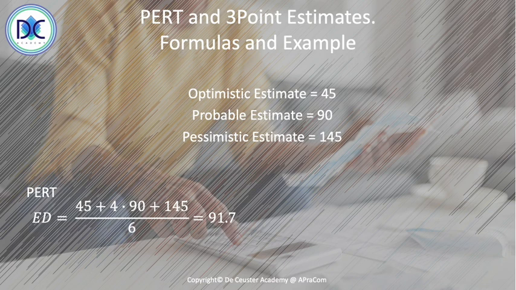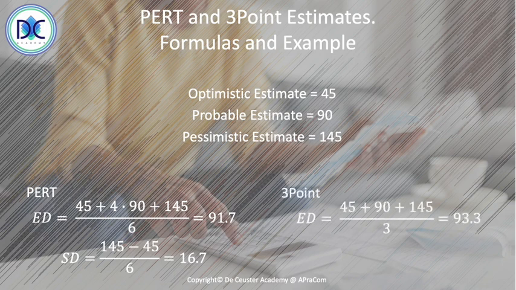Then we have the PERT formula. So the expected duration is 45 plus 4 times 90, plus 145, and we divide by 6, which gives us an expected duration of 91.7. The standard deviation is 145 minus 45 divided by 6, which is 16.7.